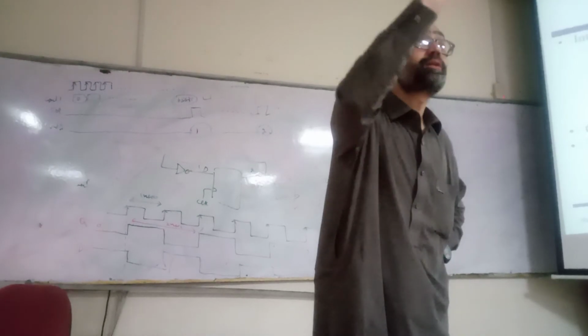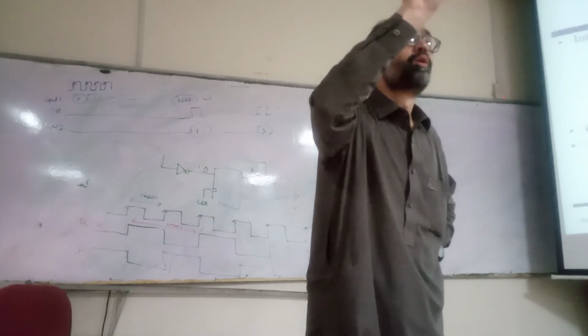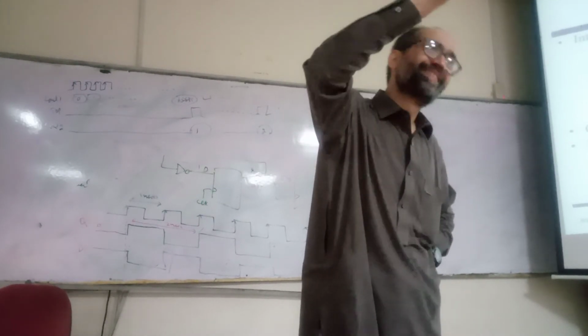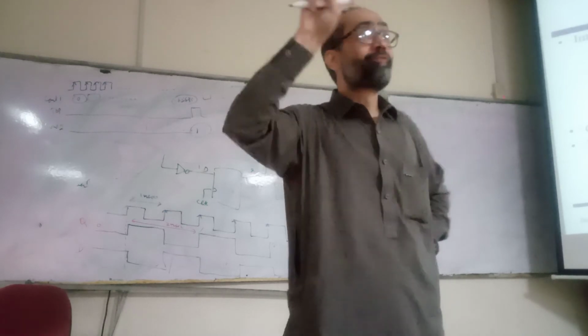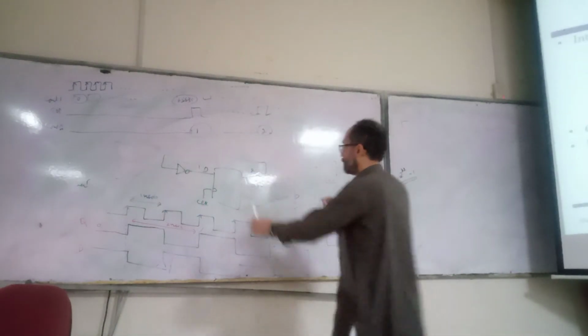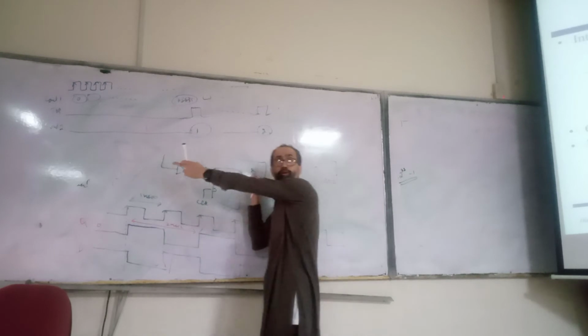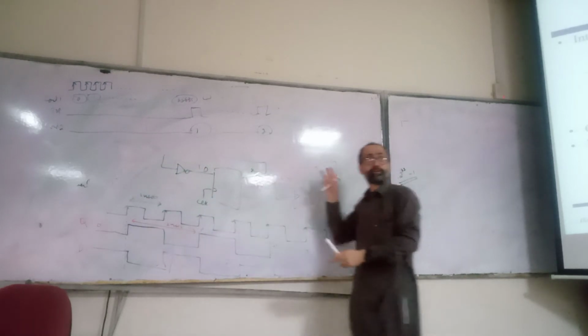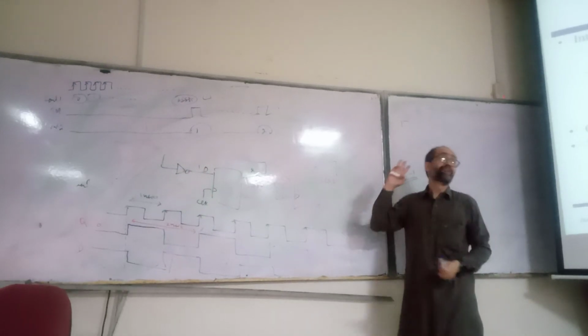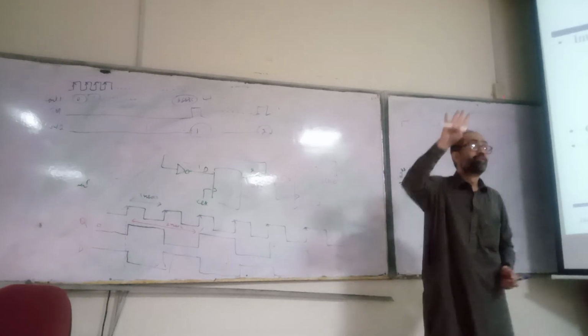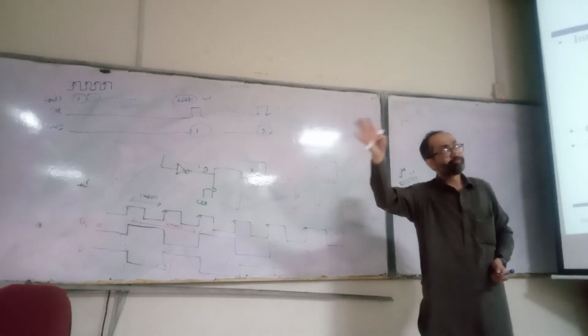You only need one flip-flop and one inverter. For divide by 4, you need 2 flip-flops and 2 inverters. Divide by 8, 3 flip-flops and 3 inverters. Divide by 16, 4 flip-flops and 4 inverters.